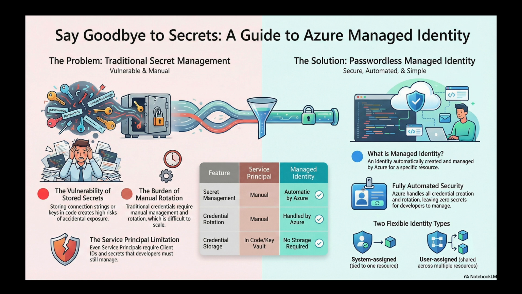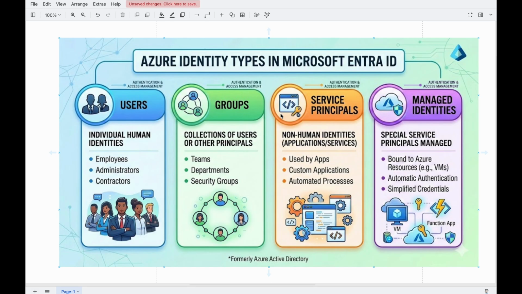Now, to begin with managed identity, it is very important to understand what kind of identities we already have in Azure and where Azure Managed Identity fits in this entire ecosystem. For that, we'll go to this slide. In Azure and Entra ID, we mainly have four types of identities, and that is how all the users, applications, and their access in the Azure infrastructure is managed, right?